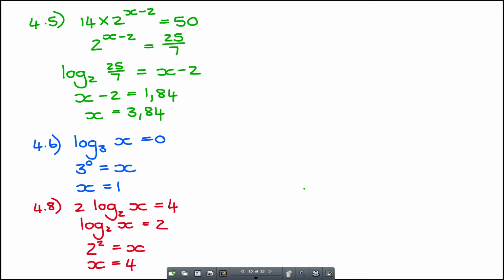Okay, 4.5, same thing. I first had to get rid of that 14. So when I take it over, it is 50 divided by 14. And that could just simplify to 25 over 7. Okay. And then from there I write it in log form. Now I first get the answer for that log, and it was 1,84, and now I take that minus 2 over. So it becomes plus 2, so therefore my answer is 3,84. Any questions?